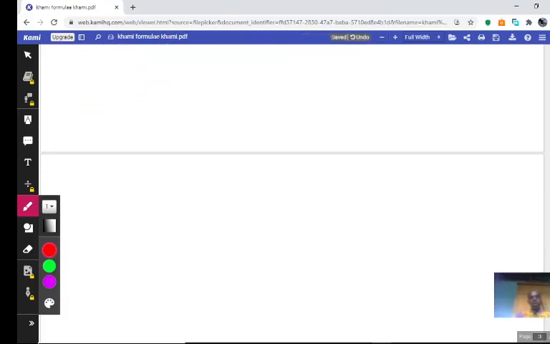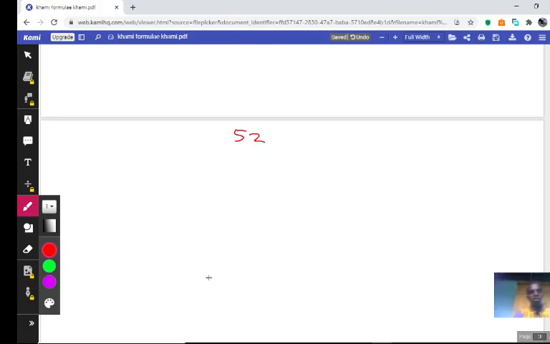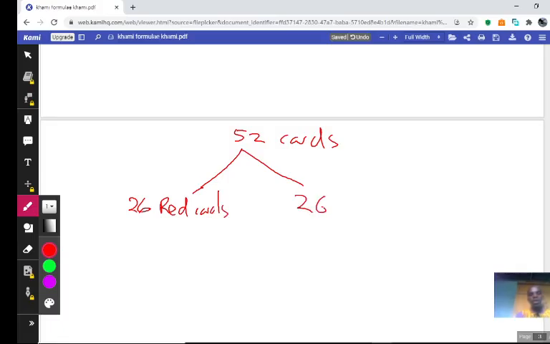Let me write it here. So there are 52 cards. Of these 52 cards, there are 26 red cards and 26 black cards. And they're divided in half, the red and the black. Then the 26 red are also divided into 2 parts. We have what are known as hearts. So there are 13 hearts, and 13 diamonds.